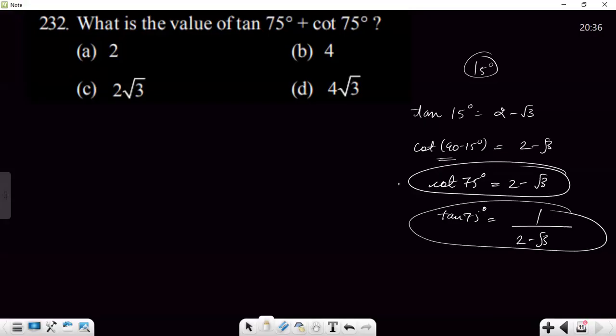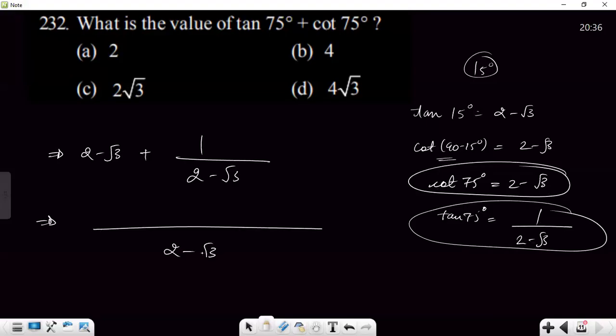So these are two values. Let's add them both. So adding them, 2 minus root 3 plus 1 by 2 minus root 3. LCM is 2 minus root 3. Whole square of 2 minus root 3 is 4 plus a square plus b square, root 3 square is 3 only, minus 2ab, plus 1. So 4 plus 3 plus 1 becomes 8 minus 4 root 3, divided by 2 minus root 3.